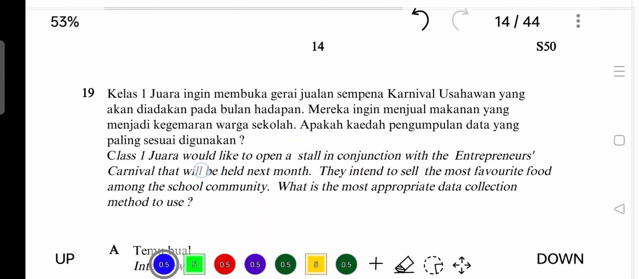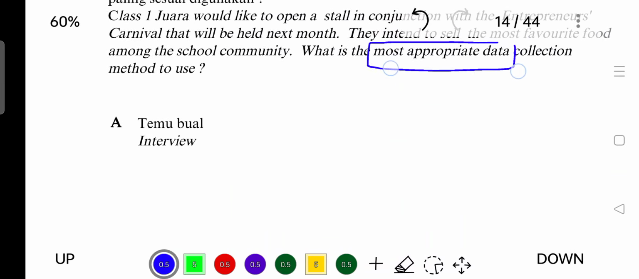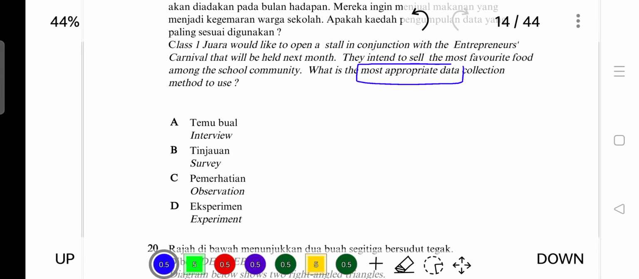Class 1 Juara would like to open a stall in conjunction with the Entrepreneurs Carnival that will be held next month. They intend to sell the most favorite food among the school community. What is the most appropriate data collection? Okay, come. What would be the best data collection method used?